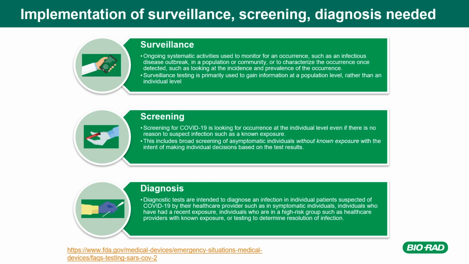Screening for COVID-19 is looking for occurrence at the individual level, even if there is no reason to suspect infection, such as known exposure. Diagnosis is what we're all mostly familiar with and is used to detect infection in individual patients suspected of COVID-19 by their healthcare provider, such as in symptomatic individuals. The remainder of this presentation will focus on the tools that are currently being used for diagnosis and monitoring, such as molecular diagnostic assays for RNA detection and serological assays for antibody detection.